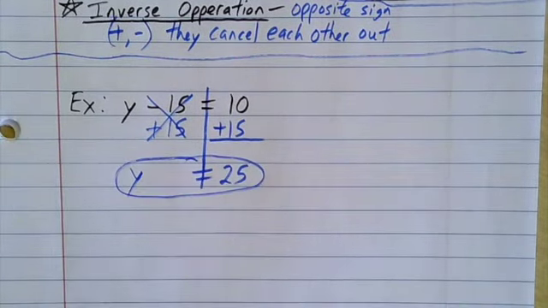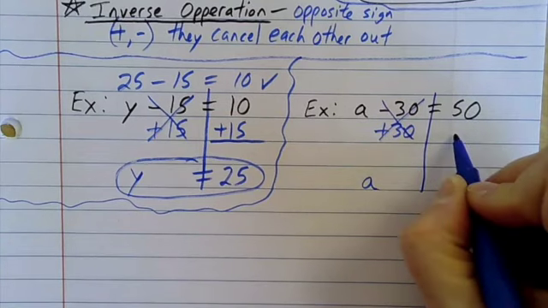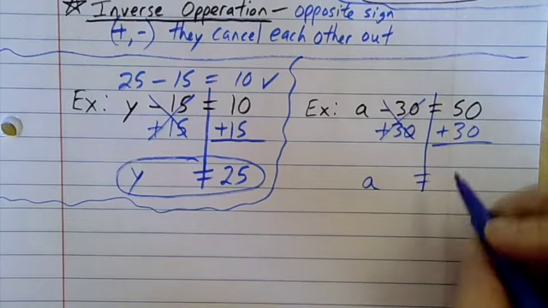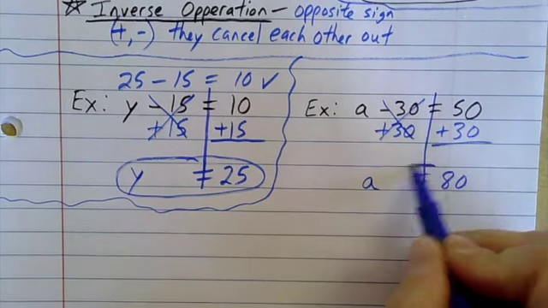We have a minus 30 equals 50. So you're trying to solve for a, so we draw a line down the equal sign. To get a by itself, I have to get rid of a minus 30. I do that by doing the opposite, which is add 30, and that's going to cancel it out, which is good. If I add 30 to the left, then I have to add 30 to the right to keep it balanced. 50 plus 30 equals 80 for a.